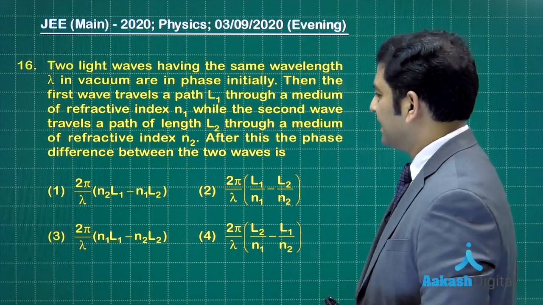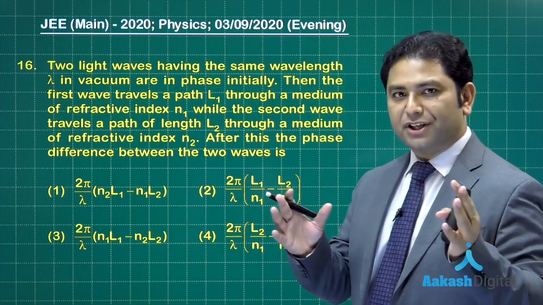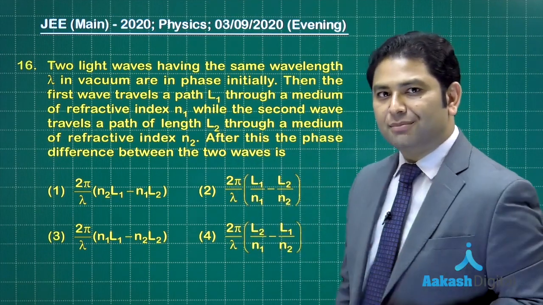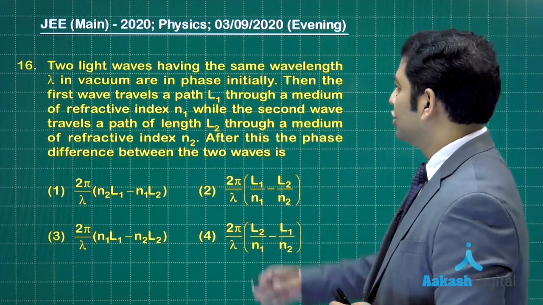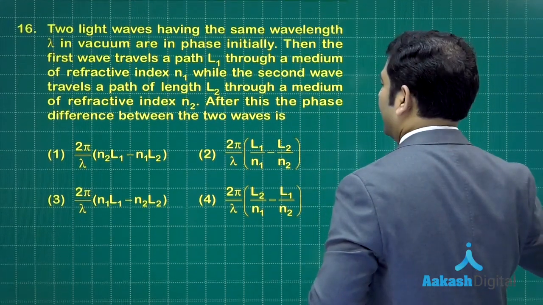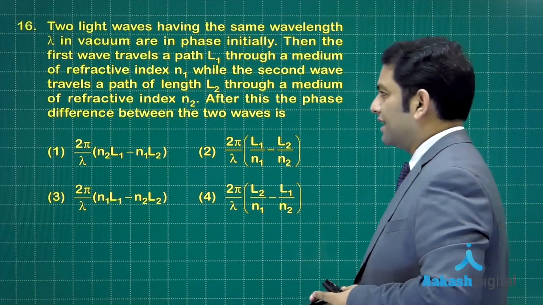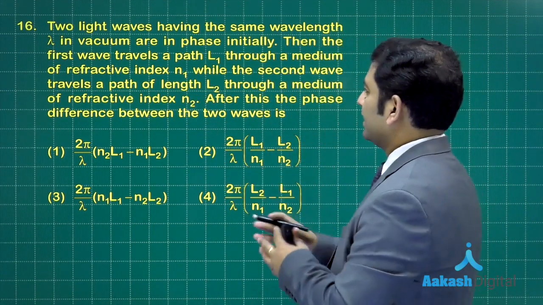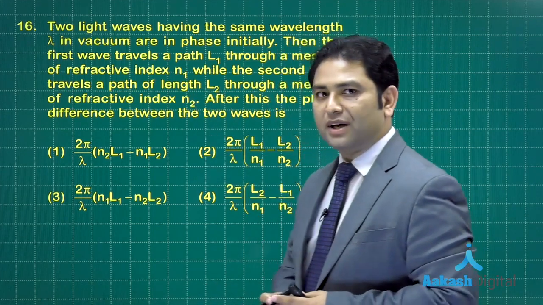Question number 16. Now this is from interference. A little bit of phase shift while changing the medium is involved. Two light waves having the same wavelength lambda in vacuum are in phase initially. That's right. The first one travels a distance L1 in a medium of refractive index N1.